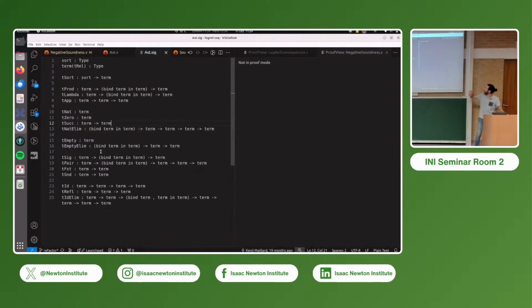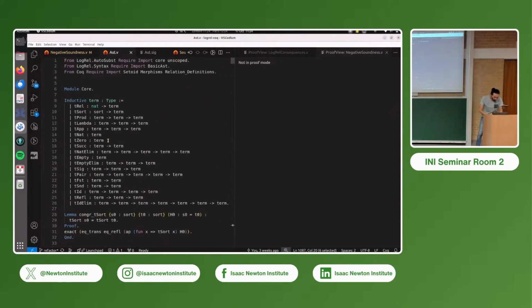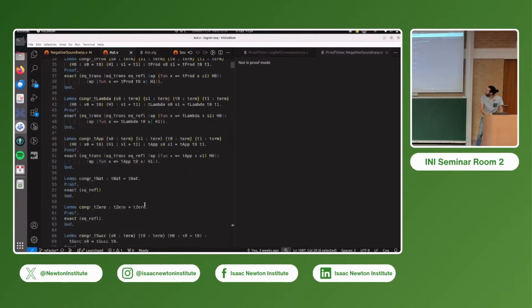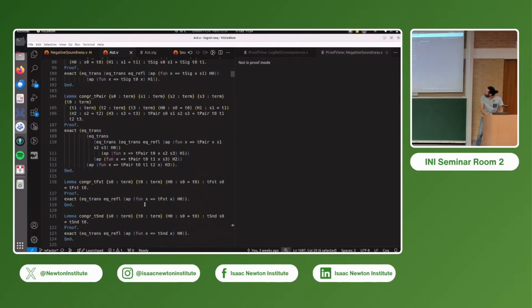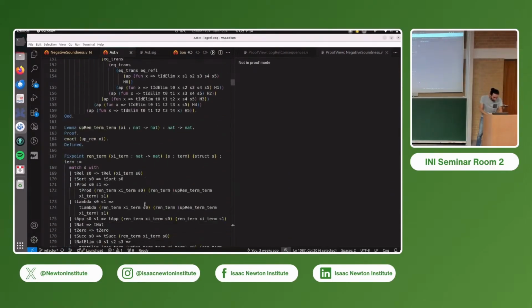Okay, so this is our syntax. This is what we feed into the tool, and the output is this very big Scala file. The first thing it does is define the inductive type, and then it defines substitution somewhere.